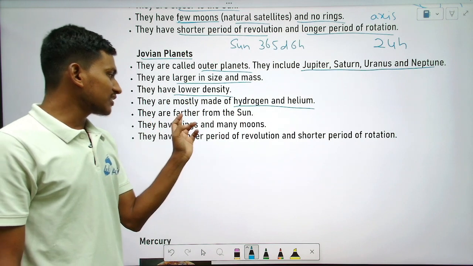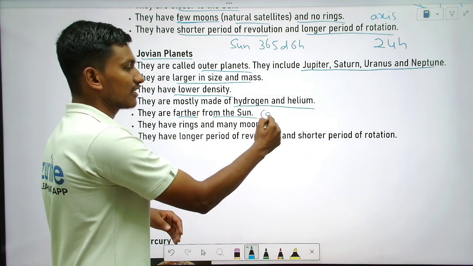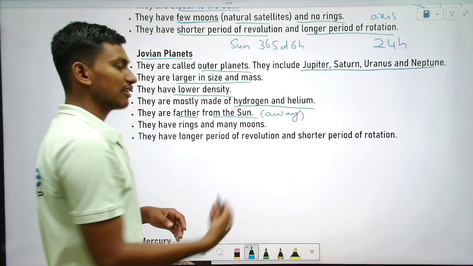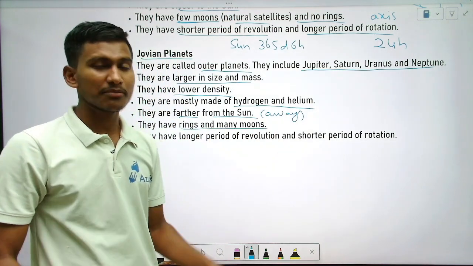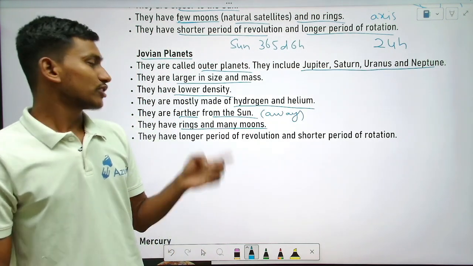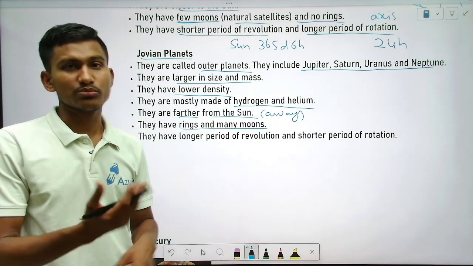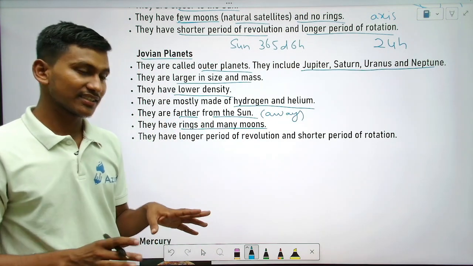They are farther from the sun. Farther means away from the sun. They have rings and many moons. They are bigger in size, so they have a greater amount of what? Gravity. They have many moons. Okay, so they also have rings. Saturn has rings, isn't it like that?